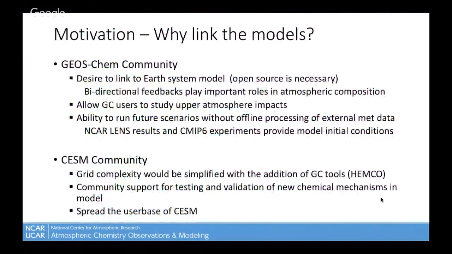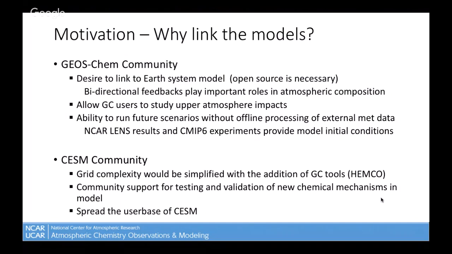The motivation for this, and why we want to link the models, is that the GEOS-Chem community has the desire, as has been shown in the previous talk, to link to an Earth system model, preferably an open source model, which CESM is. This framework would allow GEOS-Chem users to study upper atmosphere impacts, and also run future scenarios without offline processing of meteorological files. This is something that we would be able to get from the NCAR LENS project or CMIP6 experiments.